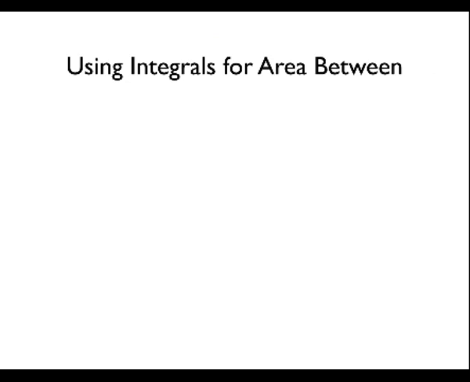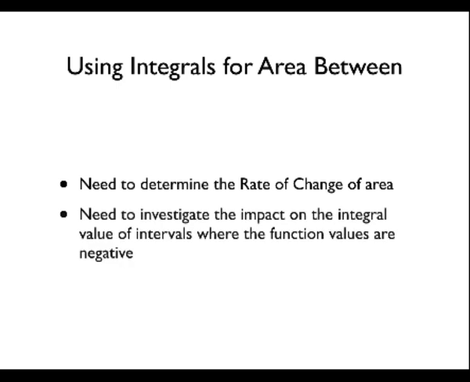Okay, so when we talk about area, there's two issues. Of course, we just said we're going to need to determine the rate of change of area. That's going to be huge. And then later in class, we're going to have to investigate the impact on the function where the function values are negative. We'll talk about that at the end of class. Okay? So those are the two key things we'll need. So we're going to spend most of the time talking about the rate of change of area.